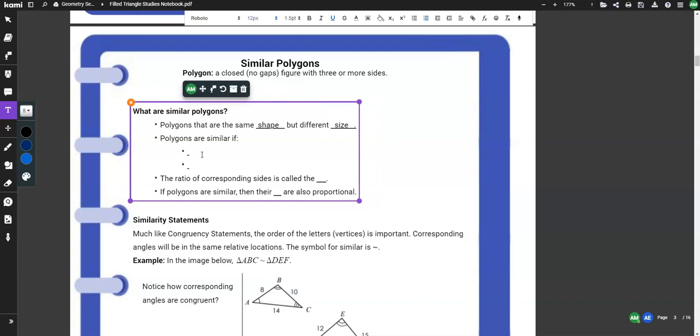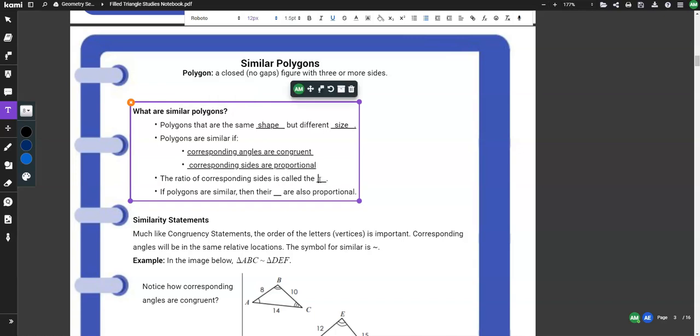How can you tell if two polygons are similar? Well, two polygons are similar if the corresponding angles are congruent, and both of these things must be true: their corresponding sides are proportional. All right. The ratio of the corresponding sides, we call that the scale factor. And if polygons are similar, then their perimeters are also proportional. So again, that just makes sense because the sides are proportional and perimeters go all the way around.